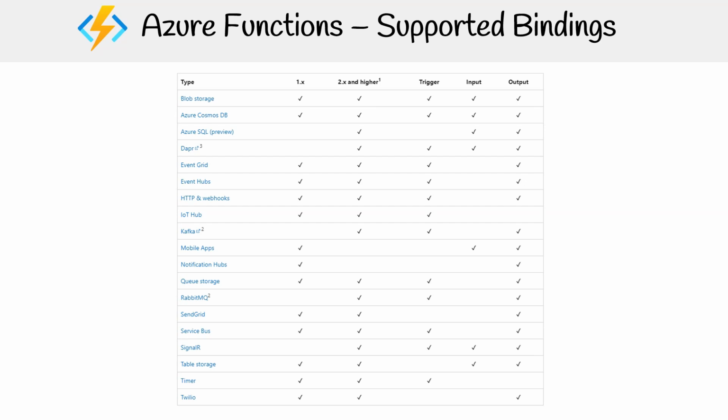The table provides a breakdown of various Azure Functions integrations and their support across versions 1.x and 2.x and higher. Both Blob Storage and Azure Cosmos DB are fully supported across all categories for both versions. Azure Data Explorer, Azure SQL, Dapr, Kafka, and SignalR are supported from version 2.x onwards.